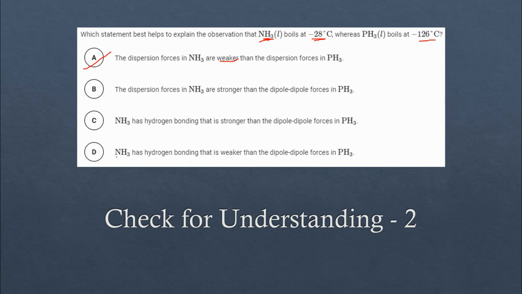And D can't be true because this also says that it has weaker forces. So now we're just looking at the dispersion forces versus hydrogen bonding. PH3 is a larger molecule than NH3, so PH3 has larger dispersion forces. Phosphorus is in the third period, nitrogen's in the second period. Phosphorus has a higher molar mass and more electrons than nitrogen. However, B can't be true because the dispersion forces are stronger in PH3, but NH3 has hydrogen bonding, and that is stronger than the dipole-dipole forces in phosphorus trihydride.